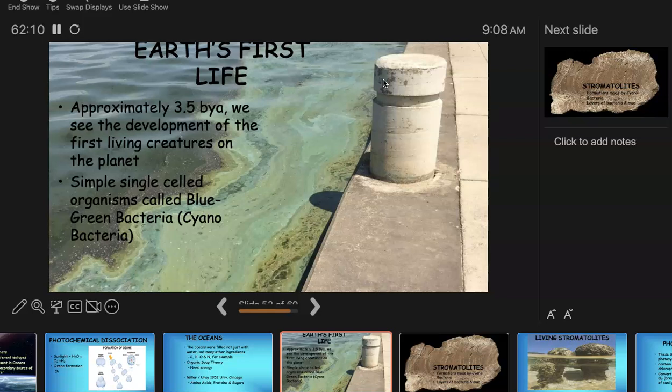So at approximately 3.5 billion years in the rock record, we see the development of the first living creatures on the planet. Yes, bacteria are creatures by a stretch. Okay, we're all familiar with plankton and his ornery little funny self. We're before plankton even.